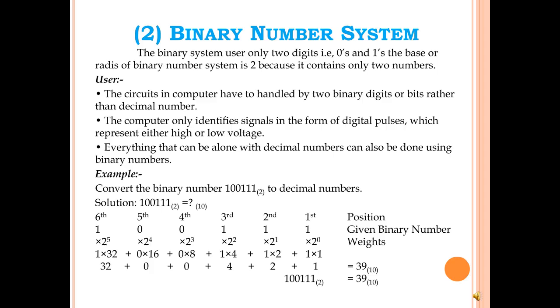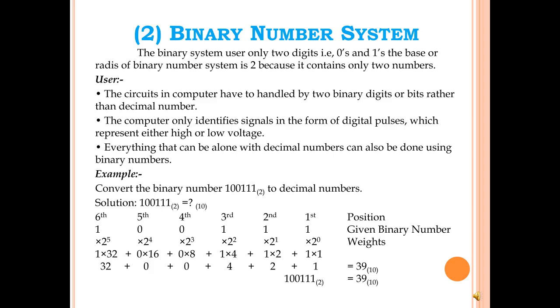Then the computer only identifies signals in the form of digital pulses which represent either high or low voltage, and everything that can be done with decimal numbers can also be done using binary numbers.